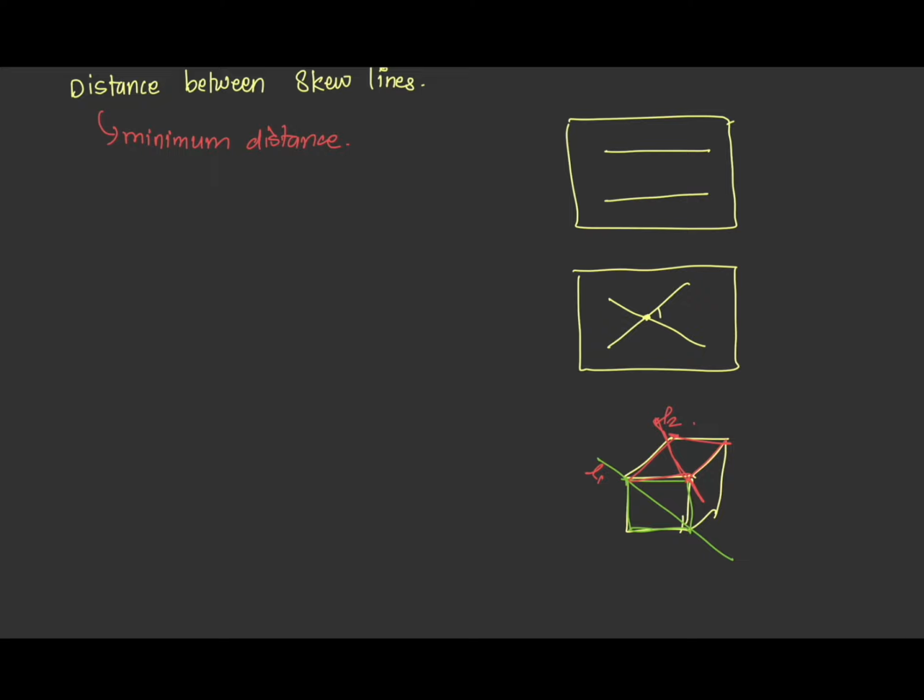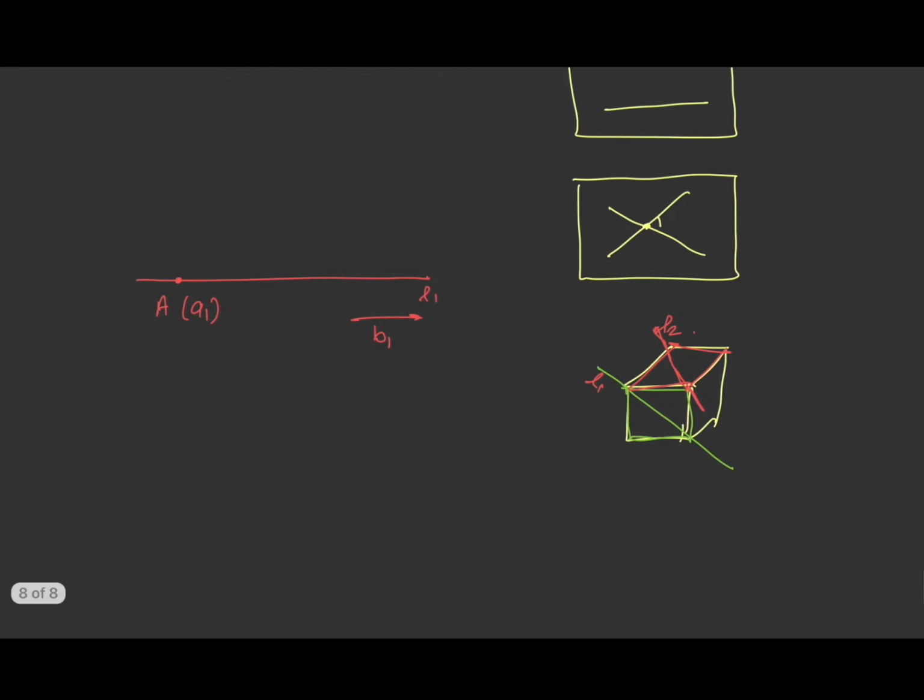So we have a line 1. Let's say this is line 1, and to define line 1 in vector form we need at least one point. So let's say this is point A with coordinate A1 and a parallel vector B1. Similarly, we will have another line. Suppose this is line 2, and again to define line 2 in vector form we need a point. We'll call this B, which has coordinate A2 and a parallel vector B2.